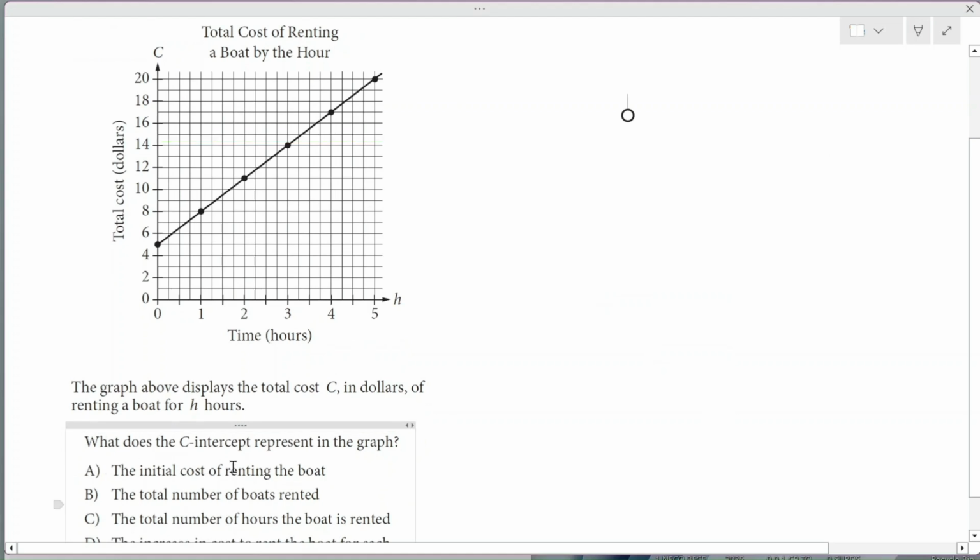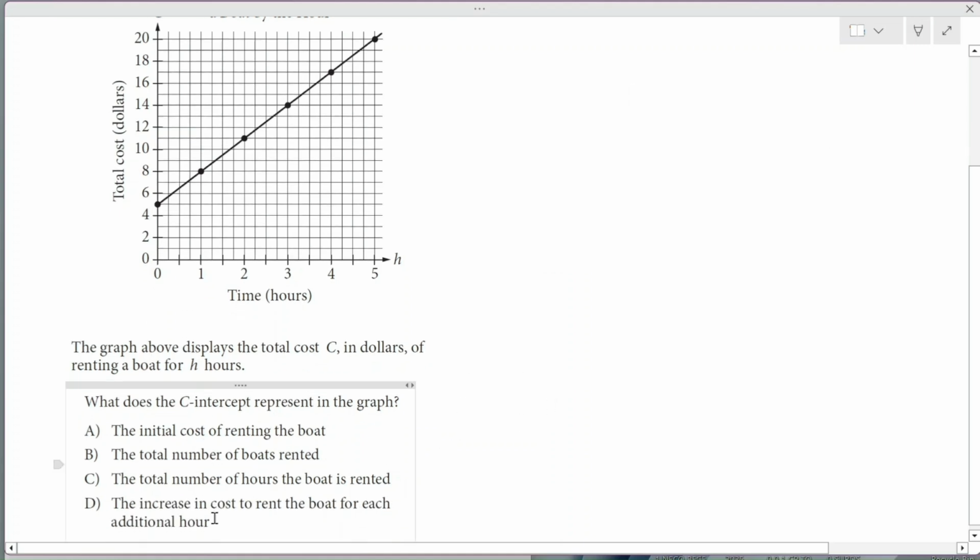What does the C-intercept represent in the graph? The C-intercept in a line graph is where the line graph hits the y-axis. Let's look at the line here. This is where it hits the y-axis. It hits it at 5. You have it at 0 on the x-axis, that's 0 hours, and $5 on the y-axis.